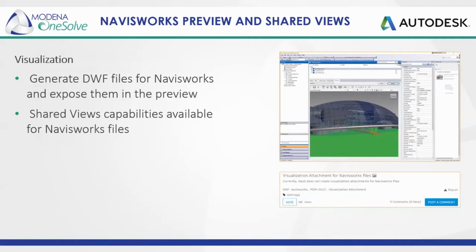Shared views was previously not supported in Vault for NAVISWORKS files. Now it is. Also before, if you managed NAVISWORKS files in Vault and you didn't have the NAVISWORKS application on your machine, you had no way to access that NAVISWORKS file. In Vault 2021, you can now view NAVISWORKS files and allow viewing of NAVISWORKS files outside of the Vault with shared views. This is something that was really great, especially for me.